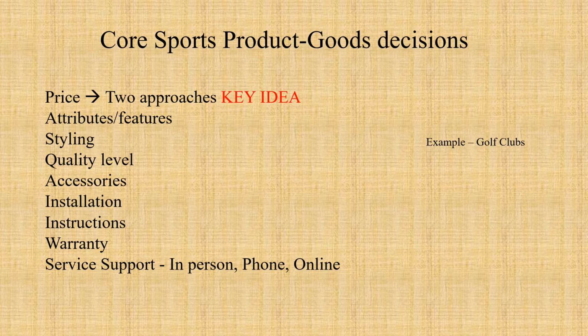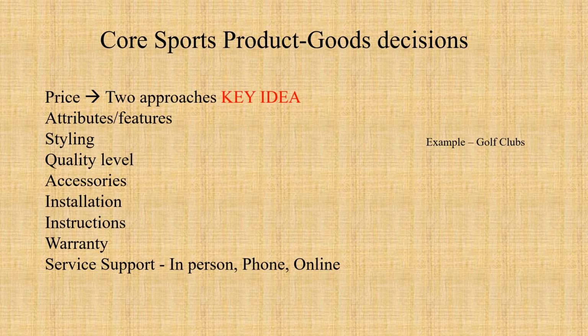The second aspect of designing a sporting good are the attributes and features. And of course, this is typically the most critical aspect for new product designers. That is, what attributes and features will the product have? Will the automobile that we're producing have four-wheel drive?